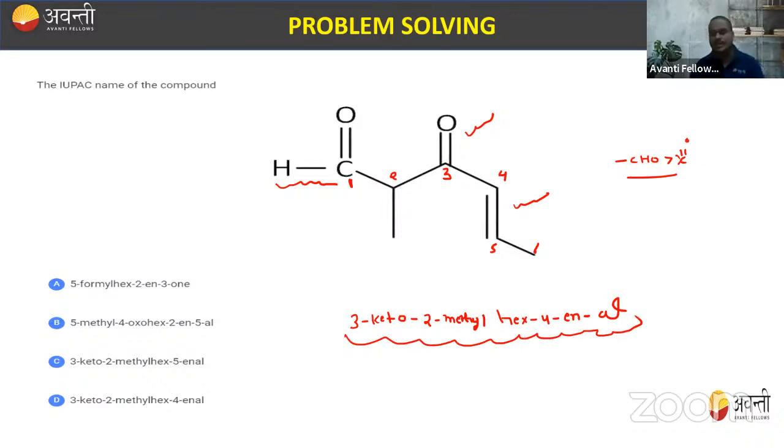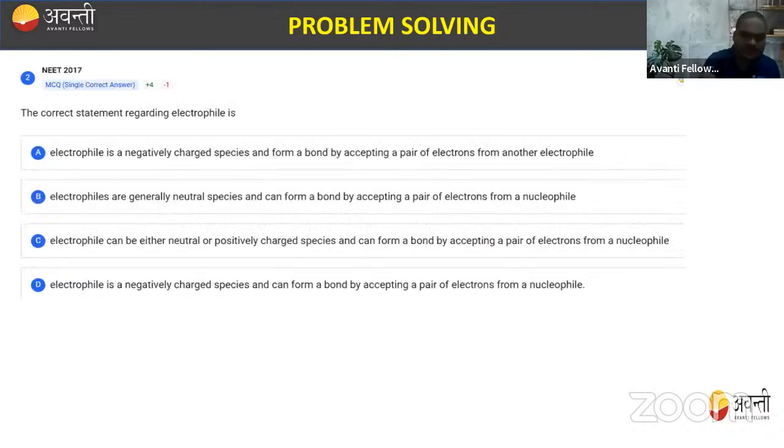This is hex 4 enal. So this is the correct name, right? That is 3 keto, 2 methyl, hex 4 enal. So this is the correct name. So which option is correct, beta? That is 3 keto, 2 methyl, hex 4 enal. Yeah, that is option D. So option D is absolutely correct. ठीक है, तो आ गया समझ सबको?